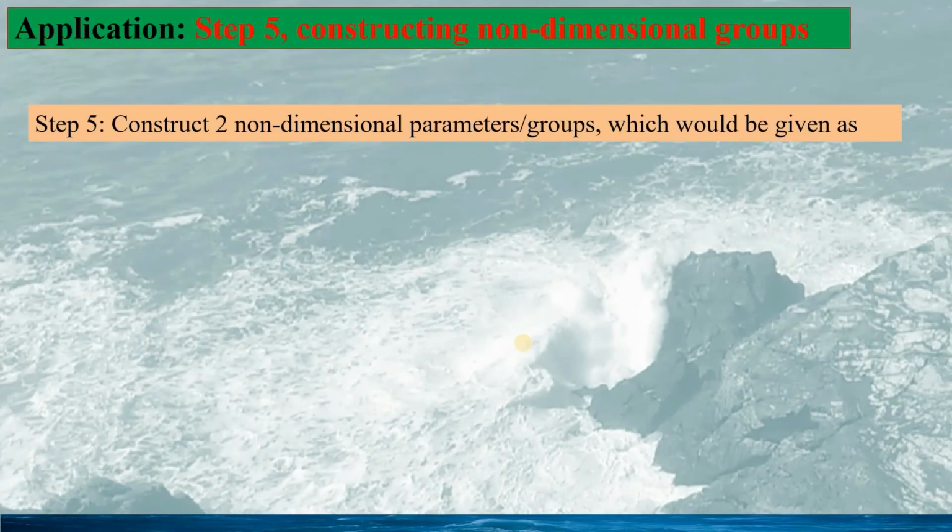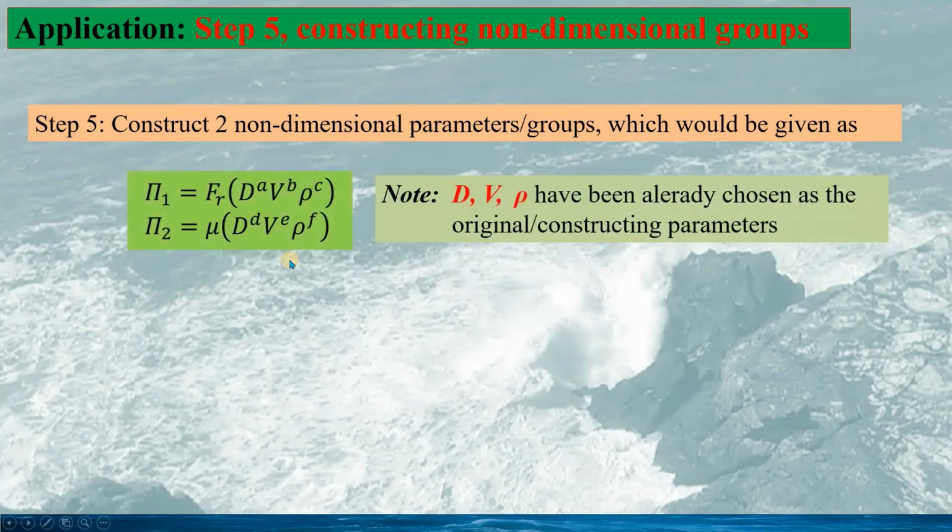In step 5, we construct 2 non-dimensional parameters, which would be given as pi 1 and pi 2. Pi 1 is based on the fluid friction and uses the constructing variables d, v, and rho. So we can construct the non-dimensional parameter pi 1 as this. And similarly for pi 2, it is based on the fluid viscosity, and in the same way uses the constructing parameters d, v, and rho.